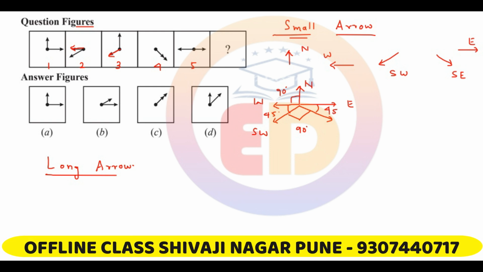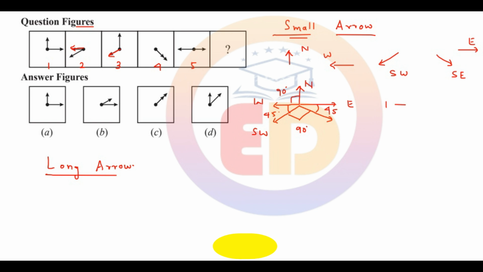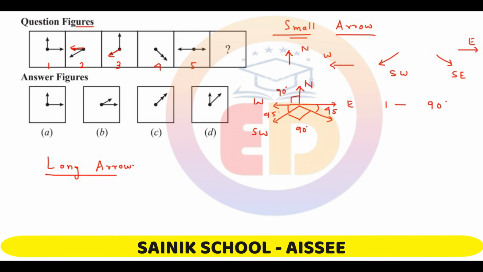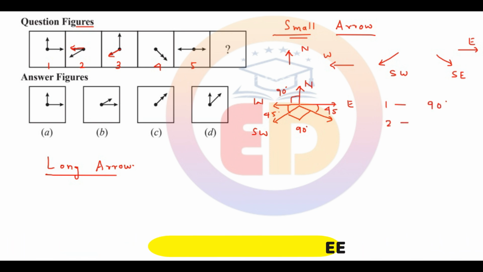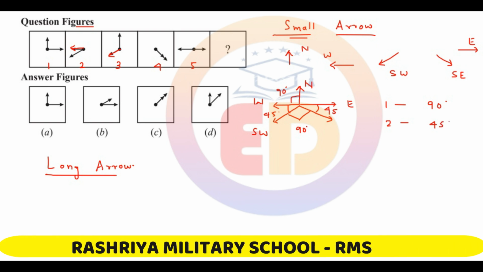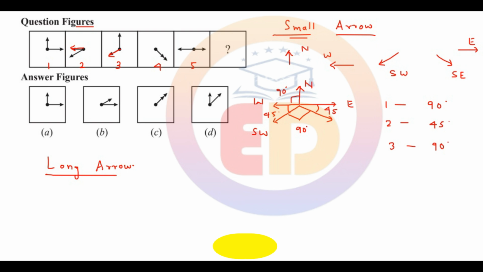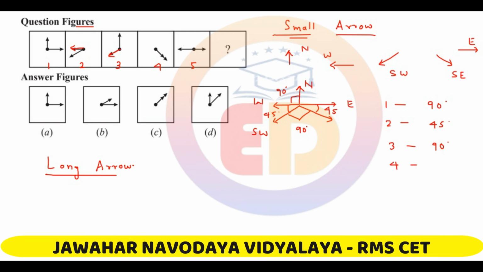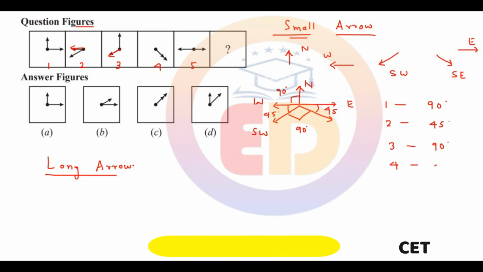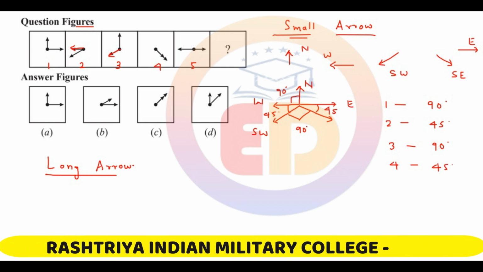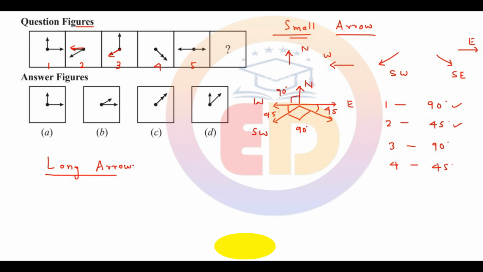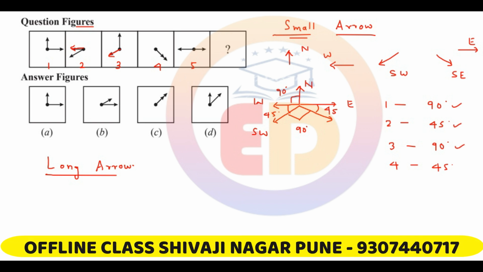So the movement of the small arrow will be 90 degrees, then 45 degrees, then 90 degrees, then 45 degrees. So first it is moving 90 degrees, second 45 degrees, then 90 degrees, then 45 degrees.